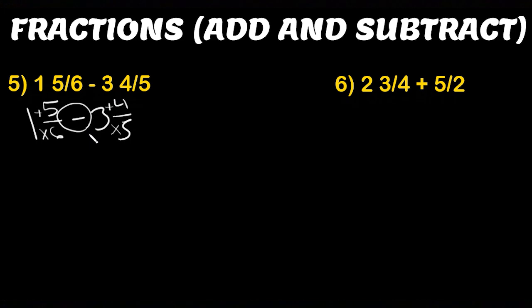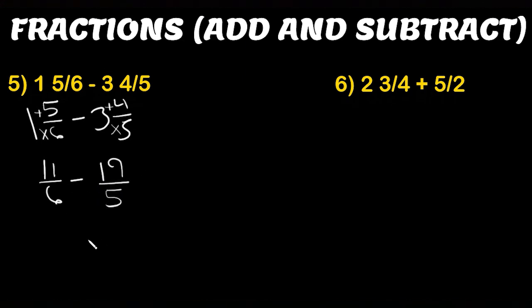Okay, so let's go ahead and do this one. 1 times 6 is 6, and then plus 5, you get 11. So I get 11 all over 6. And then this one here, I do 3 times 5, I get 15. And then plus 4, I get 19. So I get 19 all over 5. And you can see how I'm just keeping that negative sign right here, right?